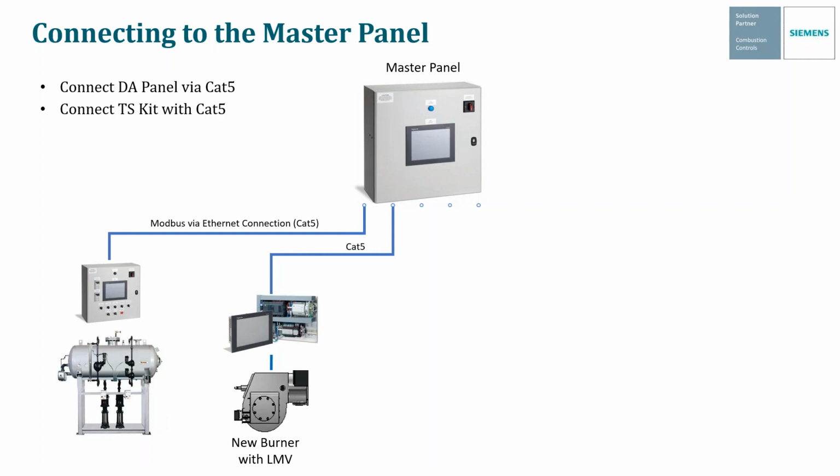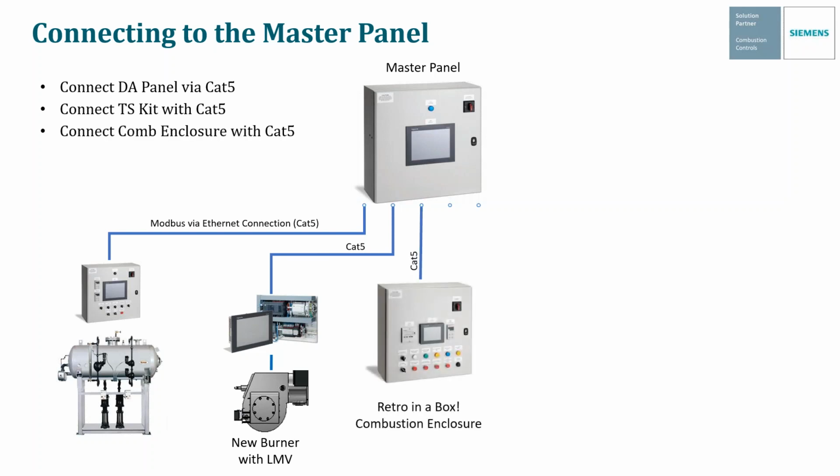Let's say you had a new burner that had an LMV on it, and it also has a Siemens touchscreen kit connected to the LMV. That touchscreen kit you'll connect directly to the master panel using an Ethernet connection, similar to the DA panel. Maybe you also have a retrofit in a box or one of our combustion enclosures. Because that has a touchscreen as well, you're also going to connect via Ethernet in this case.